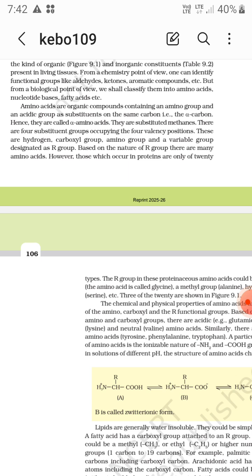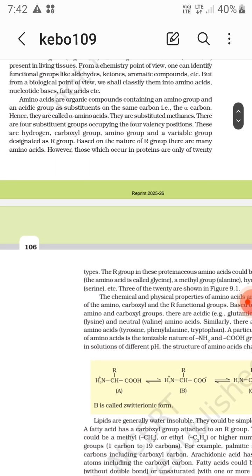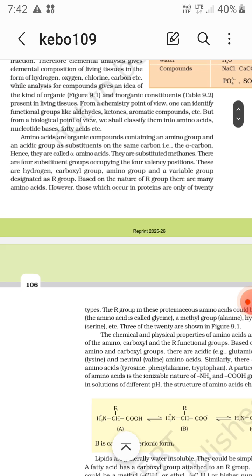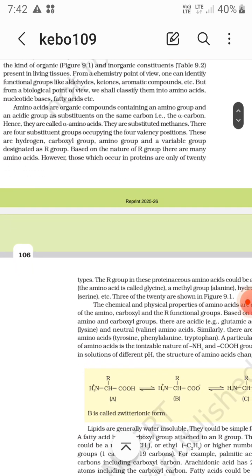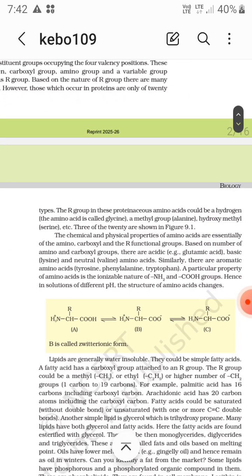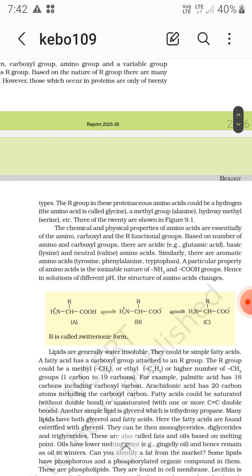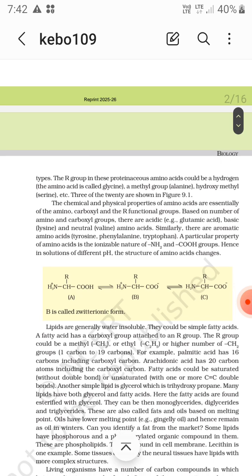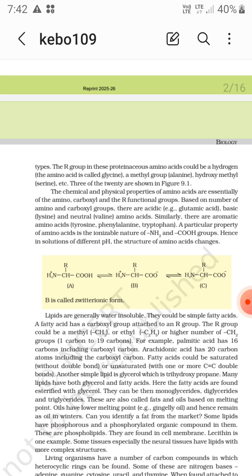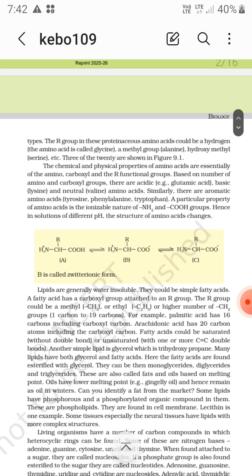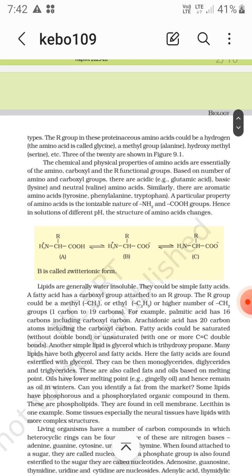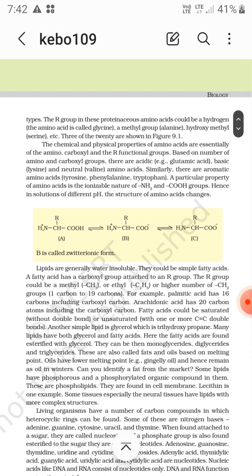There are four substituted groups occupying the four valency positions. These are hydrogen, carboxylic group, amino group, and a variable group designated as R group. Based on the nature of the R group, there are many amino acids. However, those which occur in proteins are only of 20 types. The R group in these proteinaceous amino acids could be hydrogen, and the amino acid is called glycine. When it is a methyl group, that is alanine, and hydroxyl methyl, that is serine. So 3 of the 20 amino acids are given in your NCERT.